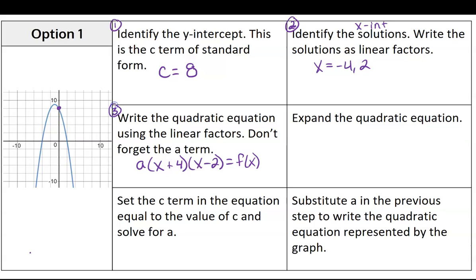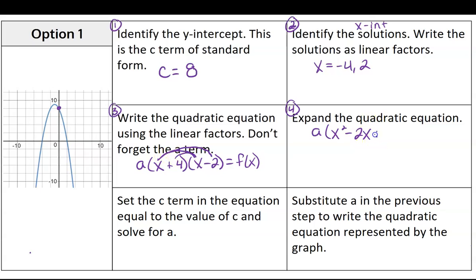That was 3. 4, expand the quadratic equation. So we're going to FOIL this out. So we'll have x times, I'm going to leave the a outside. X times x is x squared. X times -2 is a -2x.